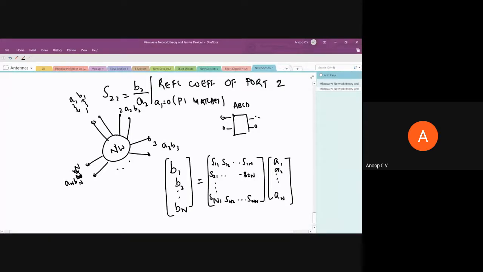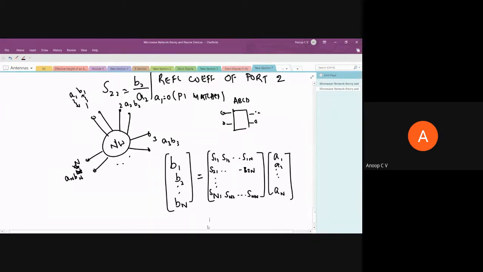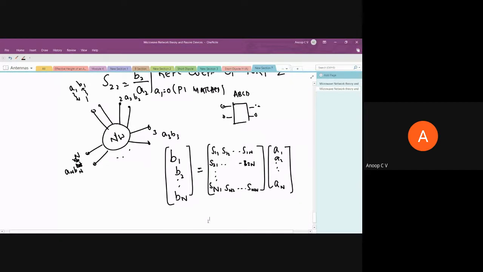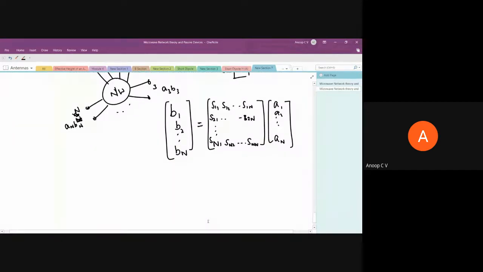But when you are cascading, what you can do is map S to ABCD, then find the equivalent and convert it back, right? That would be a good practice, maybe. We will discuss that later on. So this is how we'll represent S parameter for an N-port network.